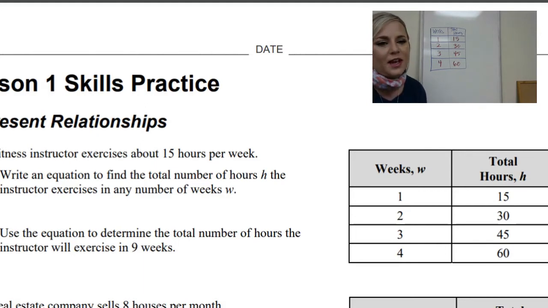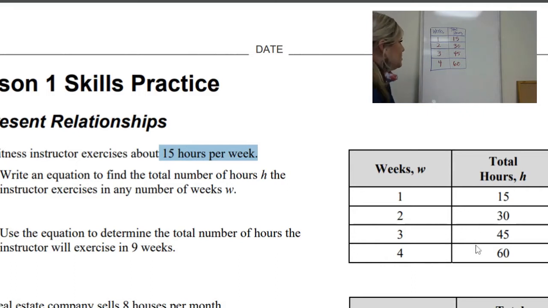Okay, so this first one says a fitness instructor exercises about 15 hours per week. They want us to write an equation to find the total number of hours H the instructor exercises in any number of weeks W. So we're wanting to find H. It literally tells us right here, and I'm going to highlight it, 15 hours per week. Here's our hours, and you can clearly see it is 15 hours because 1 times 15 is 15, 2 times 15 is 30, 3 times 15 is 45, and 4 times 15 is 60.